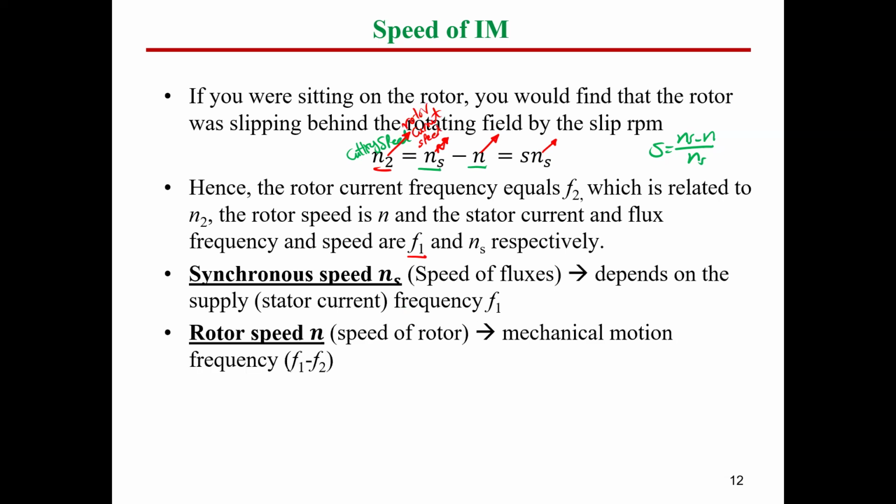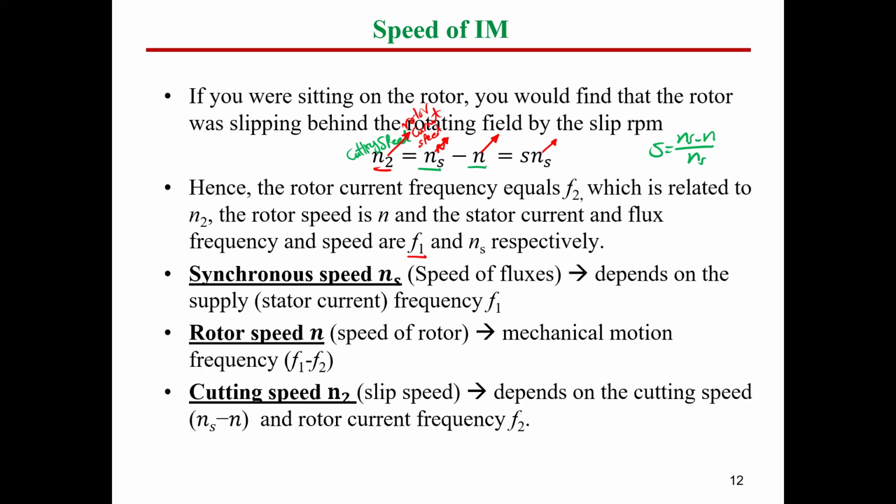So again, the synchronous speed depends on F1, which is the supply frequency. The rotor speed, which means the mechanical motion speed of the rotor itself, depends on the difference between stator frequency and rotor frequency, F1 minus F2. And the cutting speed N2 depends on the slip and the frequency of the rotor current, which is F2. So these are the three speeds we have in the induction machine.